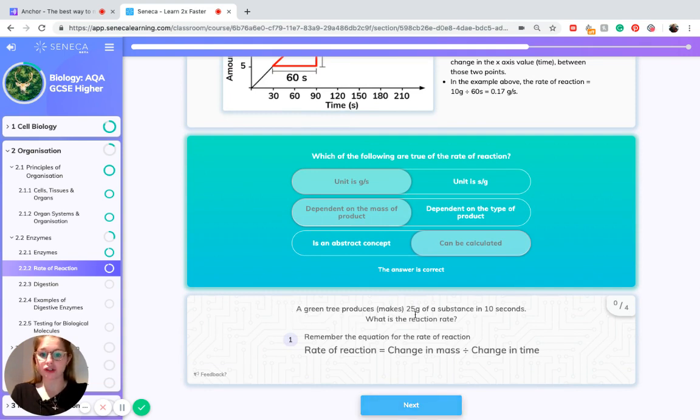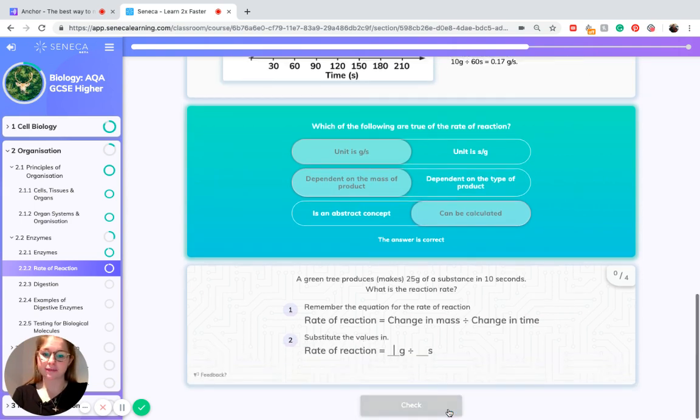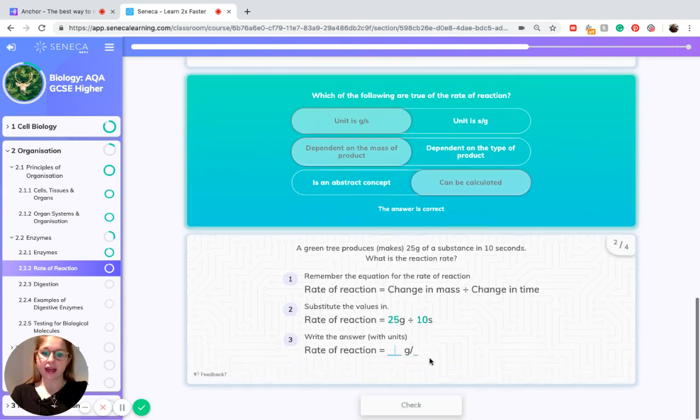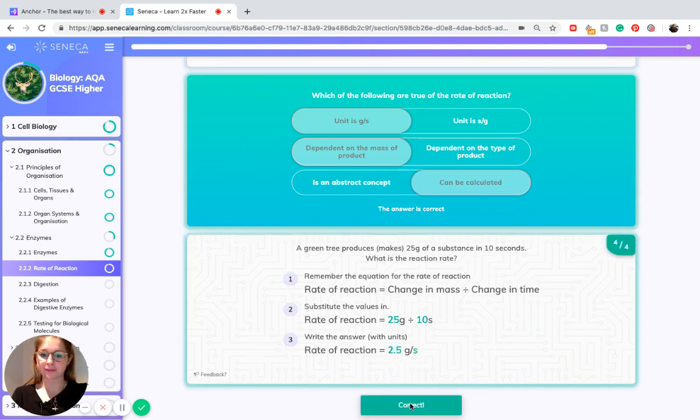A green tree produces 25 grams of a substance. So this is our product from the enzyme reaction in 10 seconds. This is the time. What is the reaction rate? So first of all, let's remember what the equation for the rate of reaction is. So we know it's change in mass, so in this case 25 grams, divided by change in time, 10 seconds. So if we substitute these into the equation, and when we divide them, we find that the rate of reaction is 2.5 grams per second.